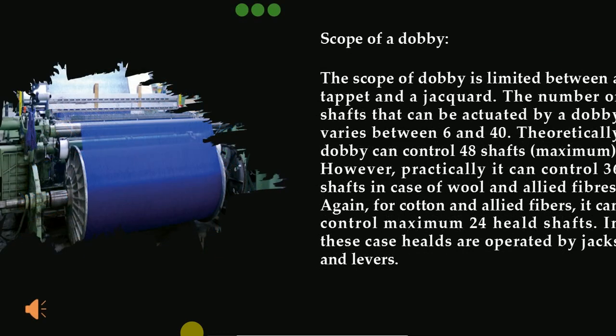Scope of a dobby. The scope of a dobby is limited between a tap and a jack rod. The number of shafts that can be actuated by a dobby varies between 6 and 40. Theoretically, a dobby can control 48 shafts maximum. However, practically it can control 36 shafts in case of wool and allied fibers. Again, for cotton and allied fibers, it can control maximum 24 heeled shafts. In these cases, heels are operated by jacks and levers.